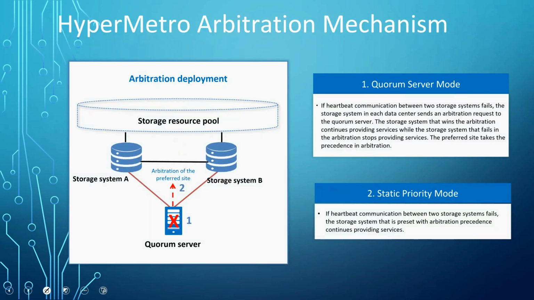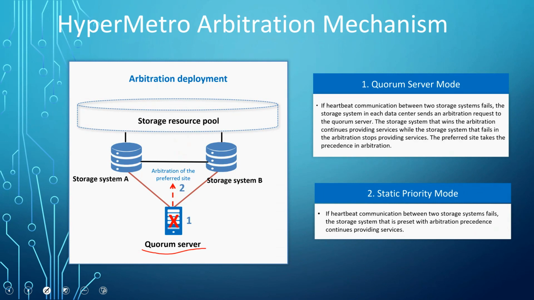So for arbitration, we are using the Quorum server, as we discussed. We have to install the Quorum server, and it is recommended to have it in a third-party location so that it can access both storages from outside the data center. If something goes wrong in one storage, the Quorum server will decide which storage should be active at that time. And there's a second scenario, static priority mode.